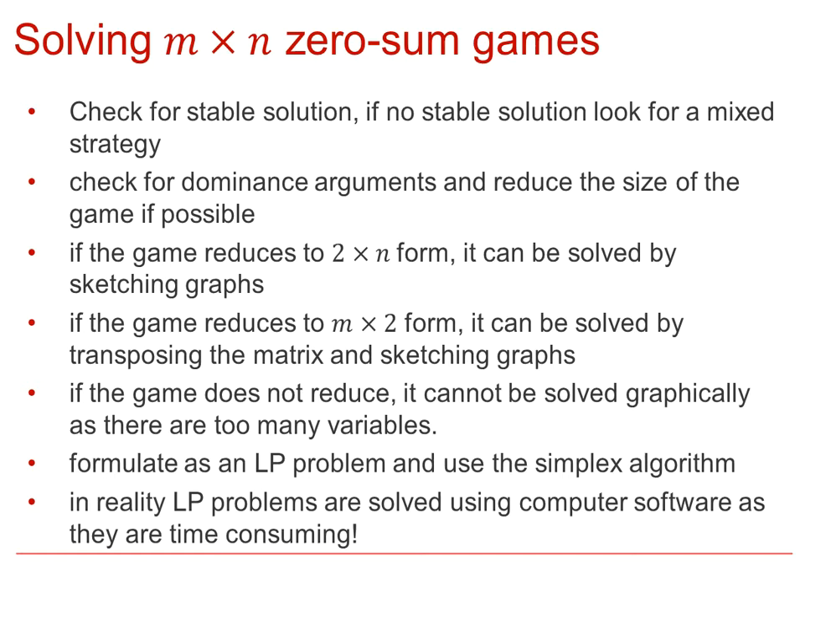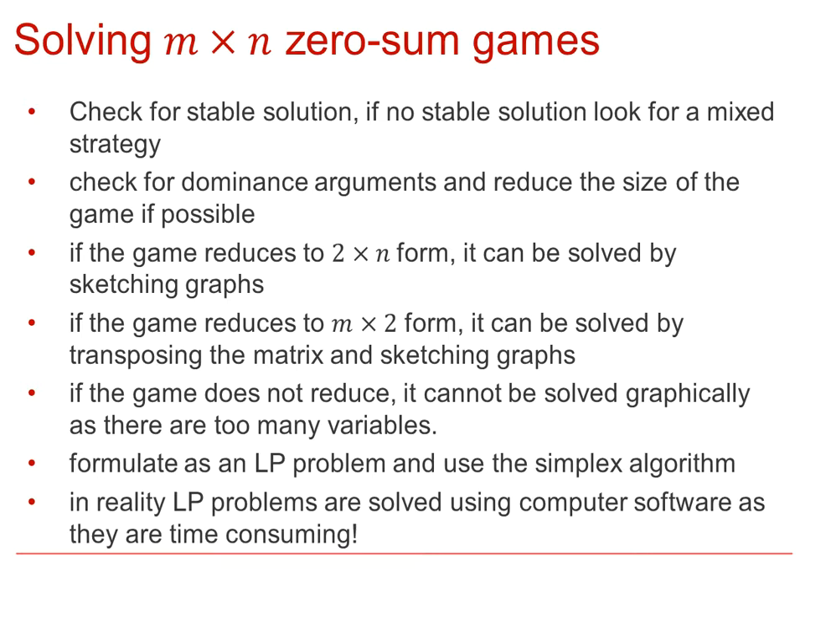To summarise solving m times n zero-sum games, first we would check for a stable solution. If there is a stable solution, we can use that pure play safe strategy. If there is no stable solution, we have to look for a mixed strategy. Initially, we would check for dominance arguments to see if we could reduce the size of the game, if at all possible, and make our lives simpler. If the game reduces to a 2 times n form, we can then solve it by sketching graphs. And if the game reduces to an m times 2 form, then we can solve this by transposing the matrix and sketching graphs. Both of these scenarios were dealt with in the last game theory series.